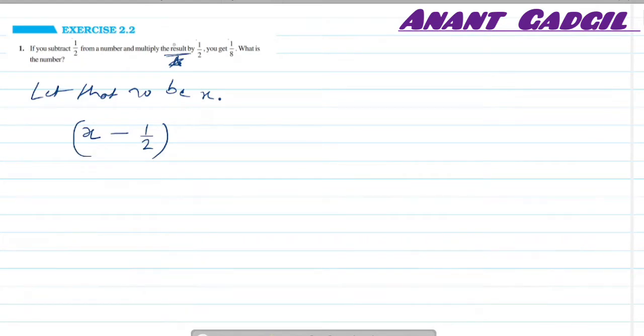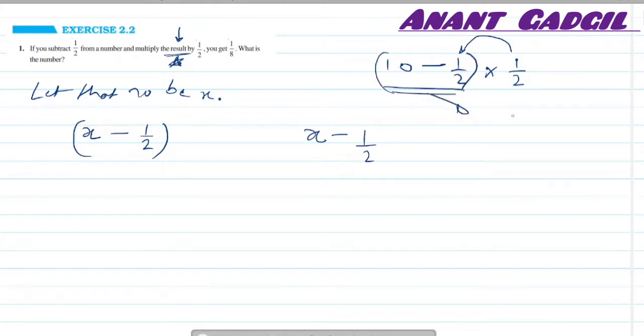And I said this word "result" is very important because if you write it like this, for example, consider that the number is 10. If you subtract half from a number, that means 10 minus 1 by 2 and multiply by 1 by 2, you are multiplying only this 1 by 2 by 1 by 2. But if it is said multiply the result by 1 by 2, that means you have to first solve this bracket, get the answer and then multiply the result by 1 by 2.